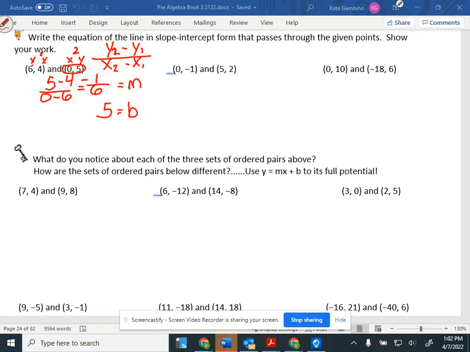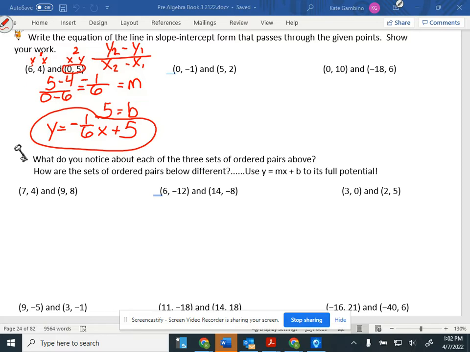So if our slope is negative 1/6 and our y-intercept is 5, what is my slope-intercept form? Maddie? y equals negative 1/6 x plus 5. Yep. So that is our answer. So when they give us an ordered pair that is the y-intercept, super easy. Like I said, they're not all going to be super easy.